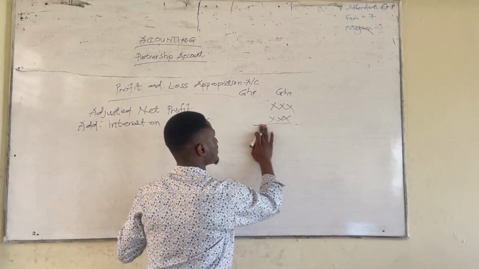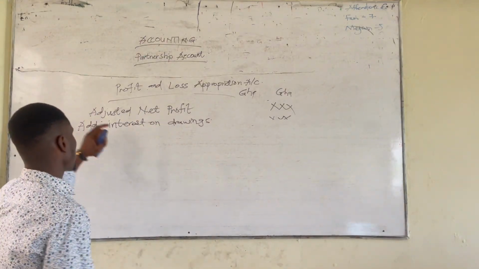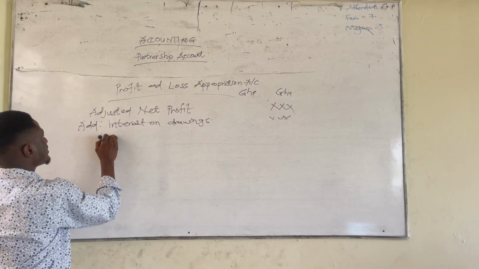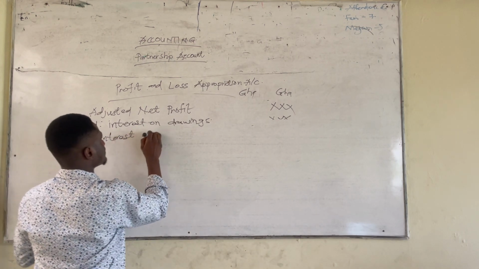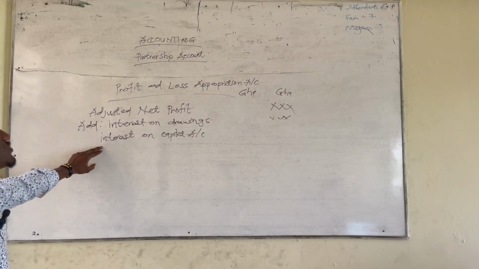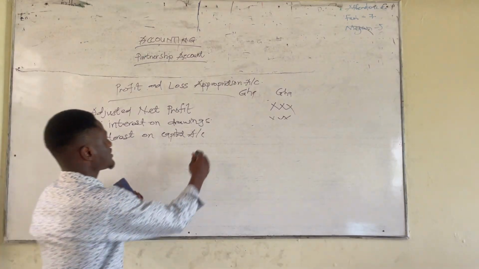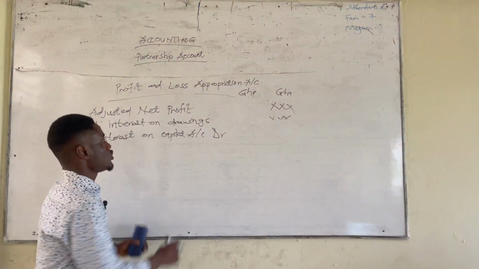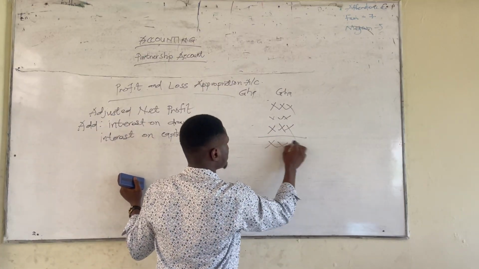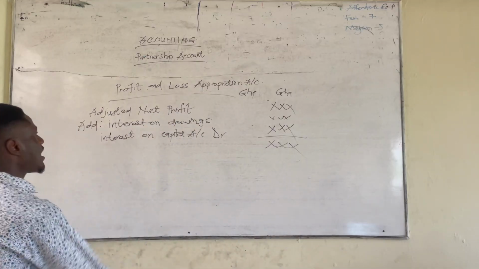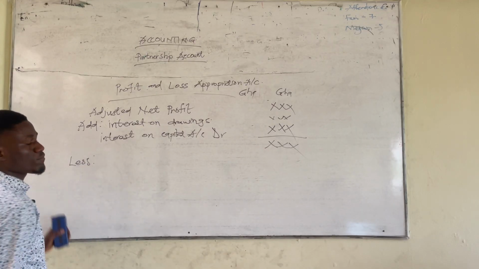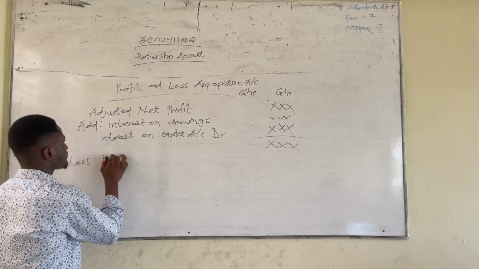So with that, if there is any interest on current account with a debit balance, interest on capital account, if there's any interest on capital account with a debit balance, we are going to add that one also to the net profit. Good. Now this we are still on the format. So we'll go to less our interest on capital.